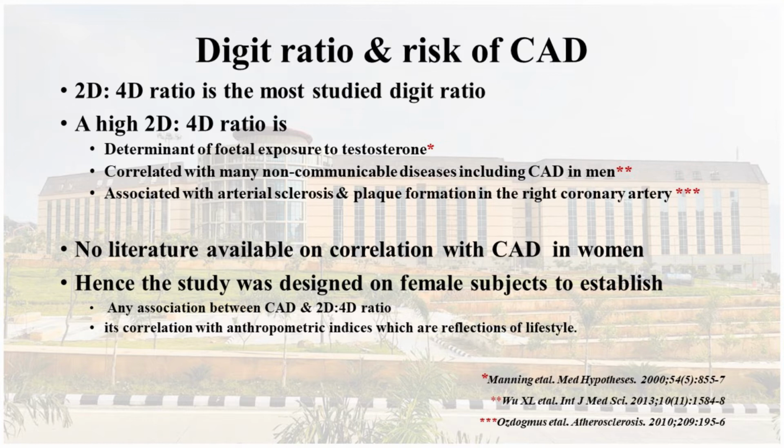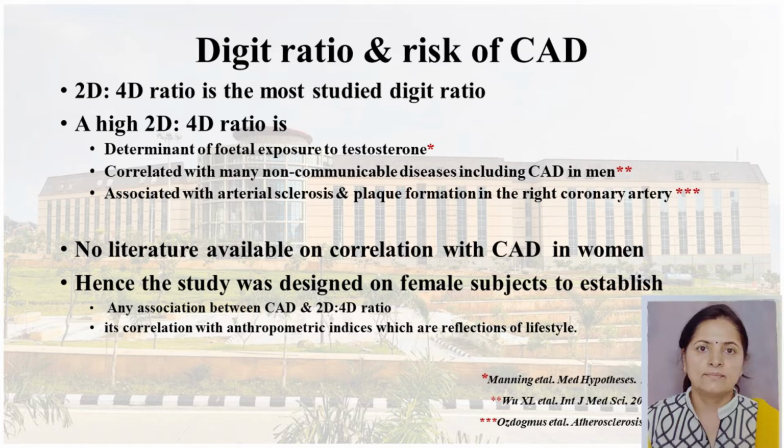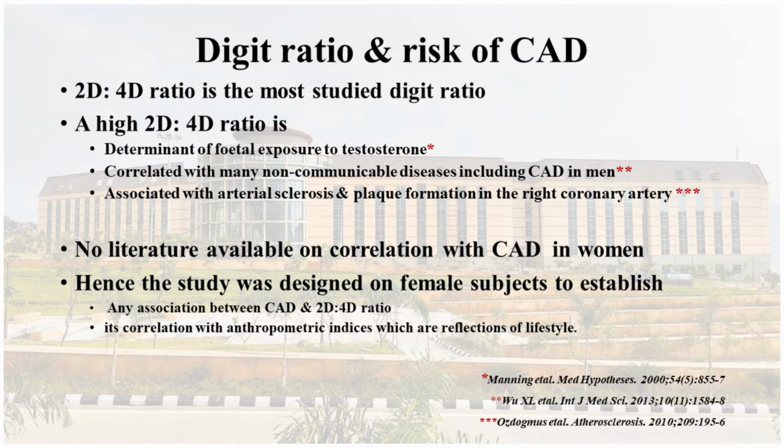In the digit ratio, the index finger and the ring finger ratio, that is the 2D/4D ratio, is the most studied ratio, and a high 2D/4D ratio is a determinant of fetal exposure to testosterone, especially in females. It is also correlated with many non-communicable diseases, including coronary artery disease, and it is associated with arterial sclerosis and plaque formation in the right coronary artery. However, no literature is available on correlation with coronary artery disease in women.